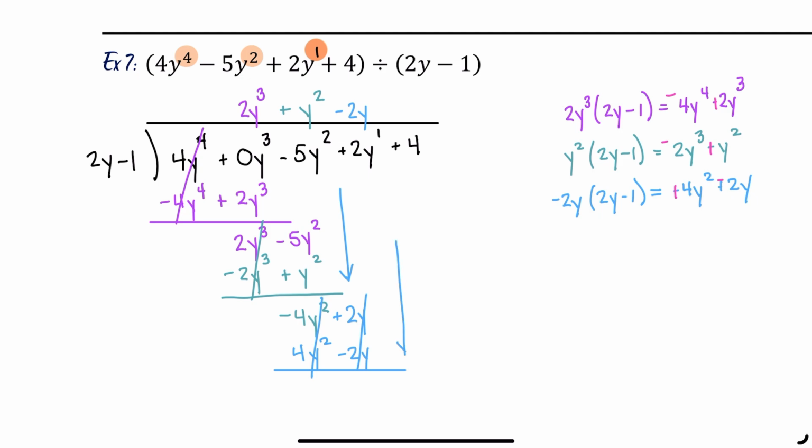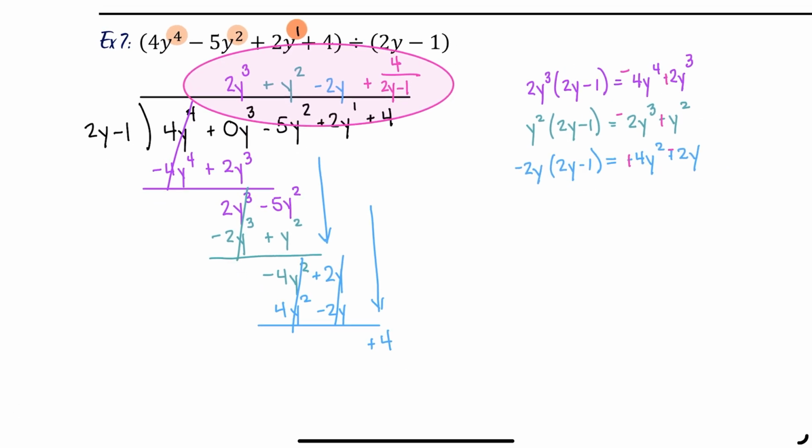I still need to bring down, but because my degree in my 4 is smaller than the degree in my divisor of 2y, that becomes my remainder. So my remainder is going to be plus 4 divided by 2y minus 1. And that's going to finish my division problem of polynomials using long division. Let me know if you have any questions.